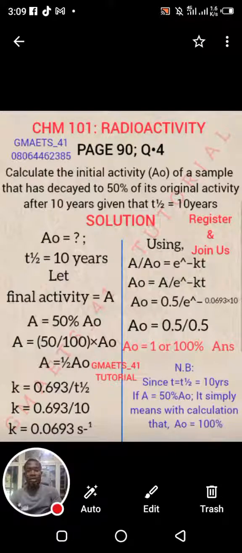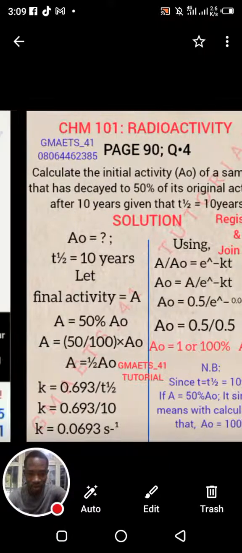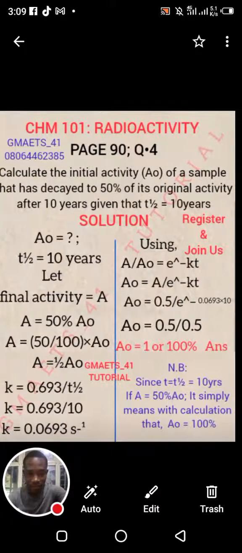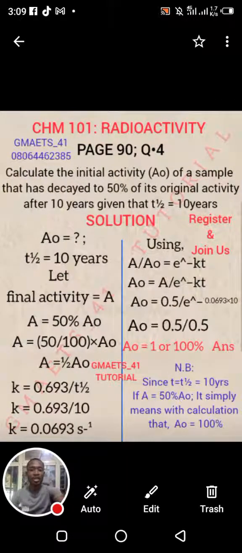In fact, based on this question, if you don't want to solve anything clearly, the correct answer to the initial activity of the radioactive substance is 100%. See, the idea is simple. We are asked to calculate the initial activity of a sample that has decayed to 50% of its original activity after 10 years. So they gave you the particular time for which this decay took place. Now they gave us the half-life, T-half, to be 10 years.